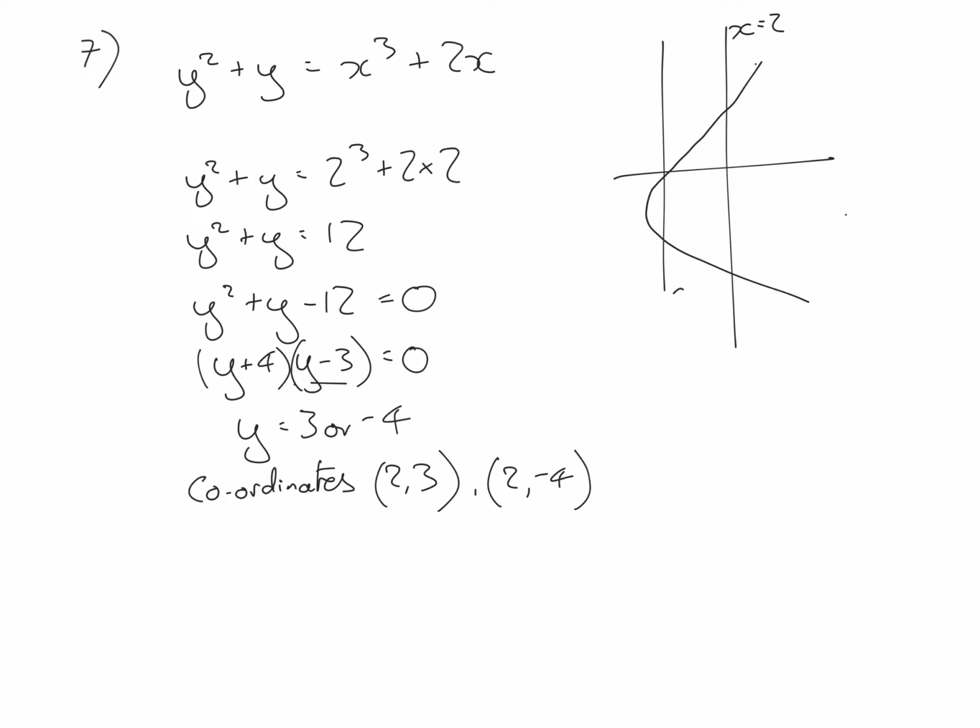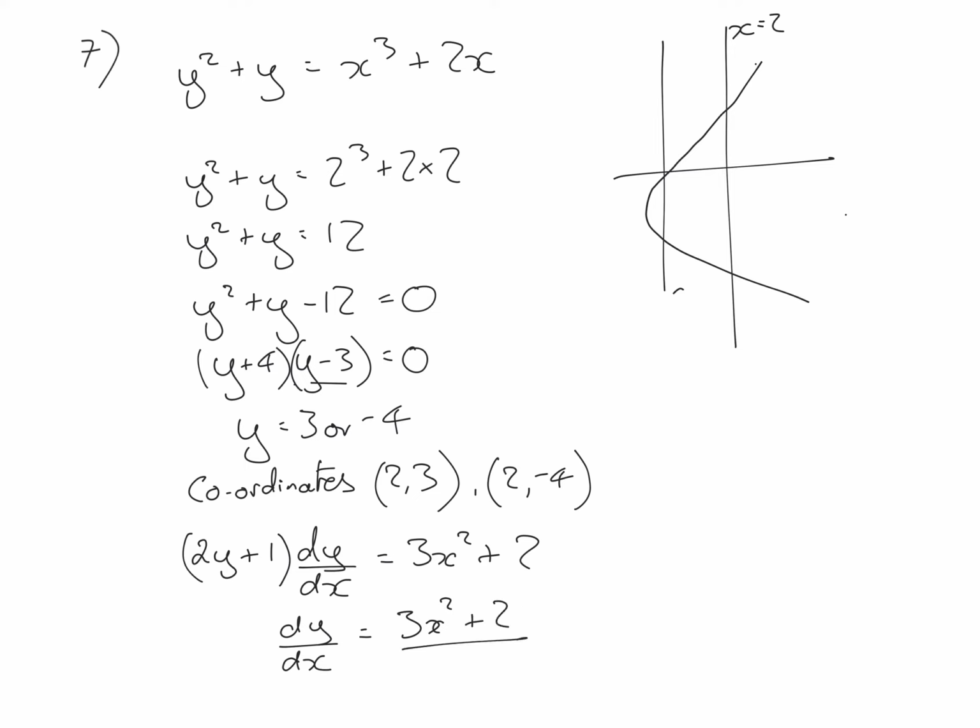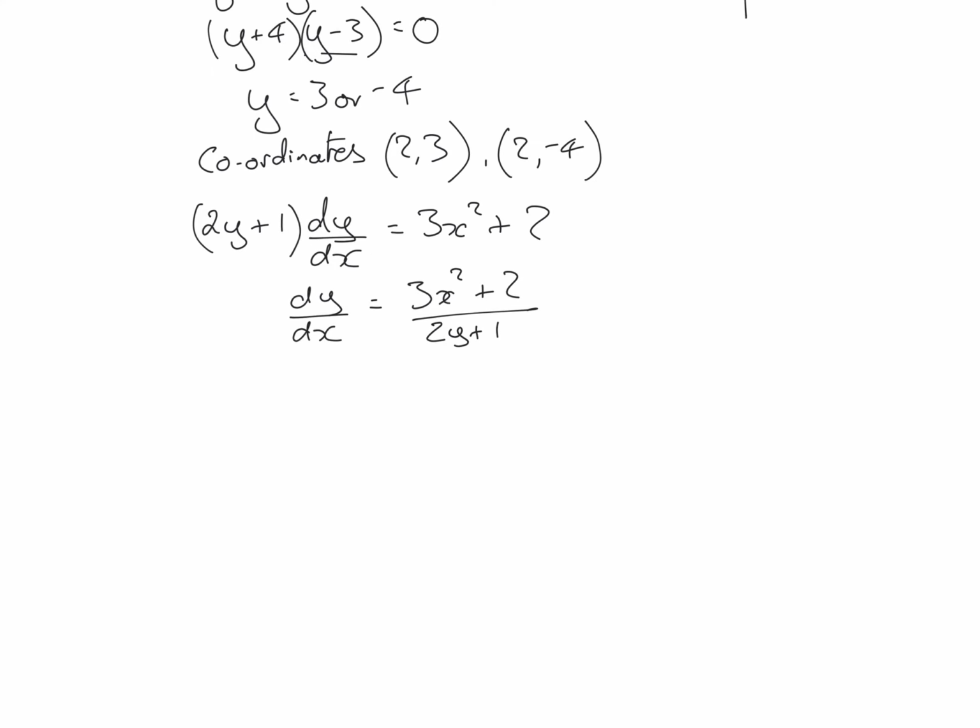So we're going to differentiate this side with respect to y. So we get 2y plus 1 times dy by dx. And on the other side, 3x squared plus 2, so dy by dx equals 3x squared plus 2 divided by 2y plus 1.